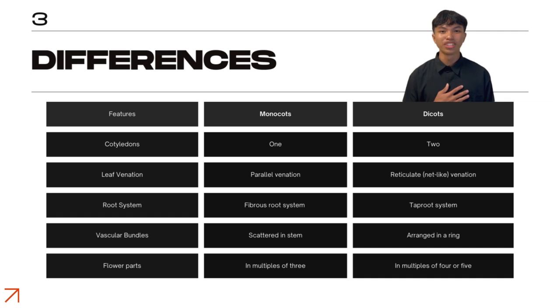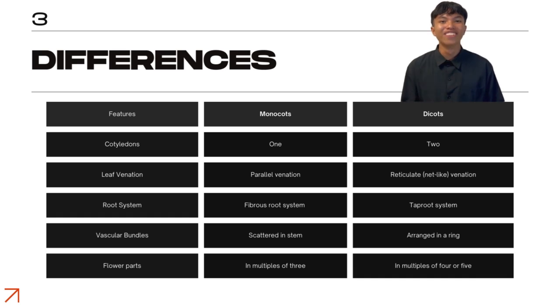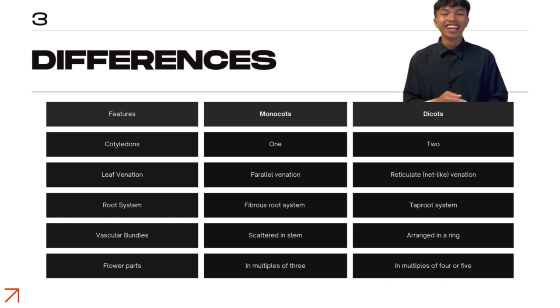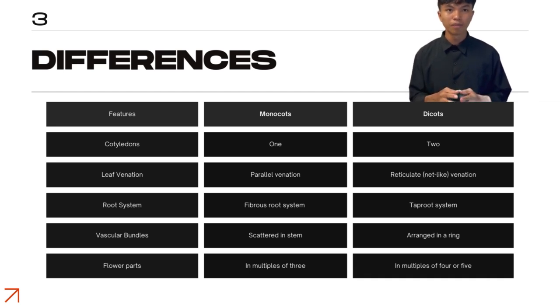My name is Muhammad Sharifuddin bin Ashari and I'm from class 1D. Next, I want to talk about difference between monocot and dicot seed. As we can see on the slide, the monocot has one cotyledon and the leaf venation is parallel venation. Next, the root system of monocot is a fibrous root system, and vascular bundles for monocot are scattered in the stem. The last one is the flower parts in multiples of three.